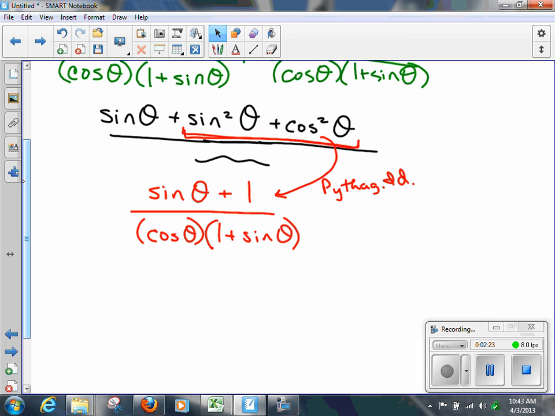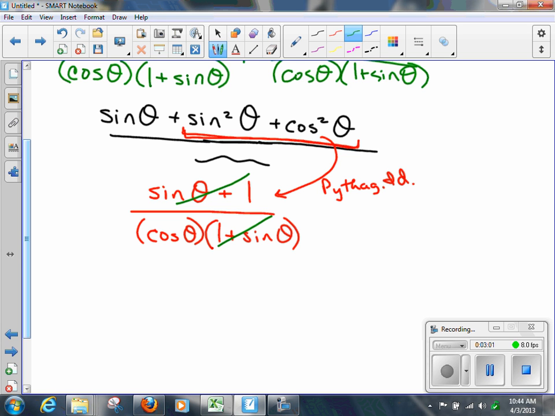Can I what? Yes, why? Although they are not exactly alike, why can I do that? Because they're both positive numbers. And the commutative property of addition says that what's 3 plus 5? What's 5 plus 3? I changed the order of the numbers, but their sum is still the same, right? So these are the same. Sine theta plus 1, 1 plus sine theta. They can cancel out. What are we left with?